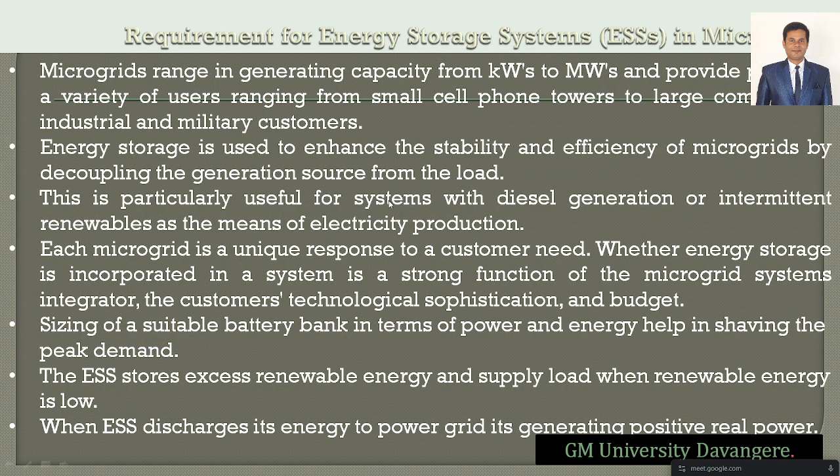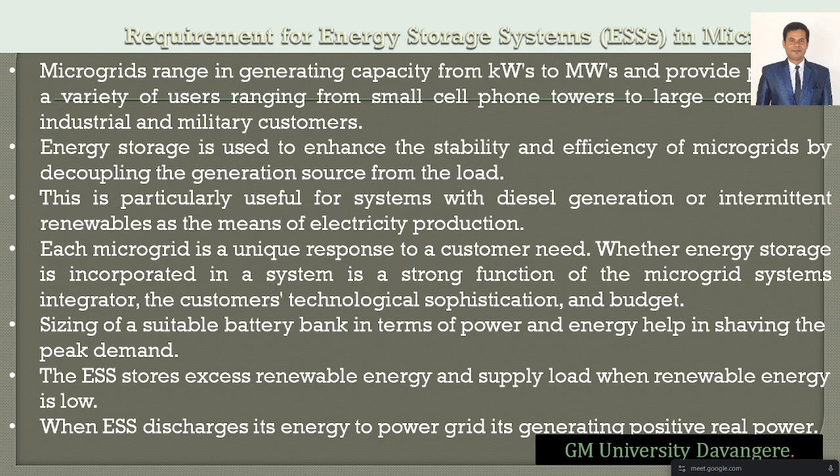Okay, so it is particularly useful for systems with diesel generation or intermittent renewable energy as the means of electricity production, right? So you can make the system more compatible by using your DG also, or sometimes you can use your renewables also. Solar we use, wind we use, right? There are various means of producing electricity. Okay, not only diesel generators, we also have renewables, we have batteries, fuel cells, we have the ultra capacitors, we have the other grids also. See, there are many facilities in our microgrids.